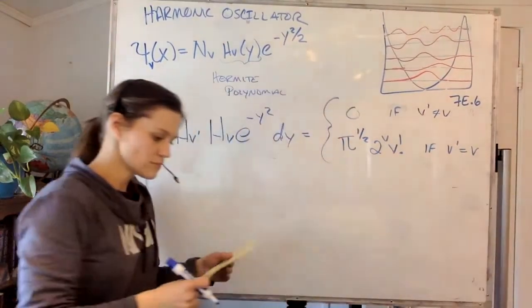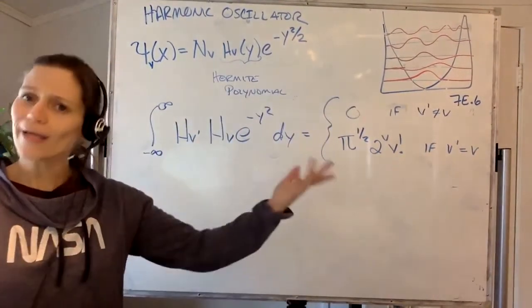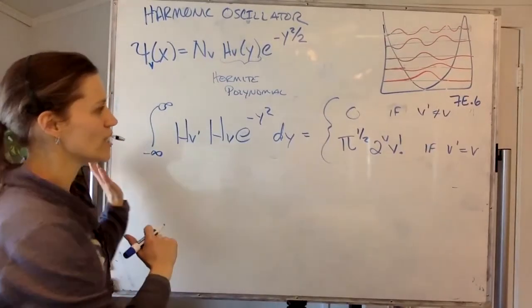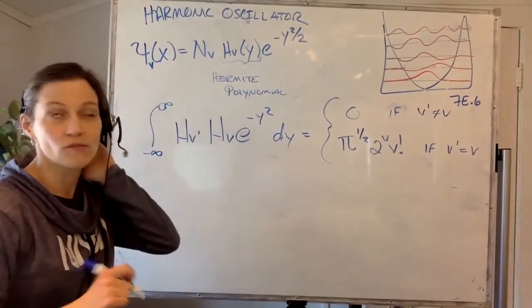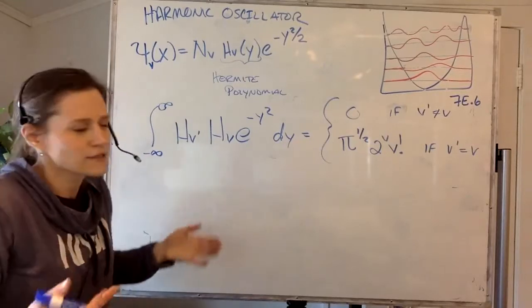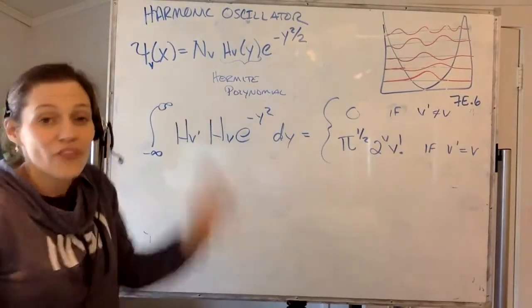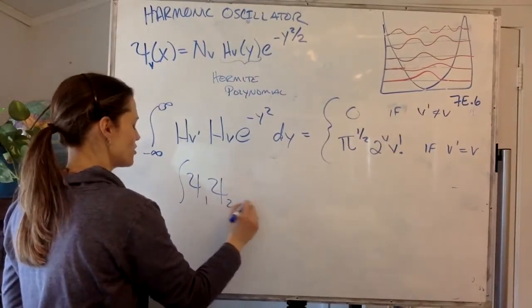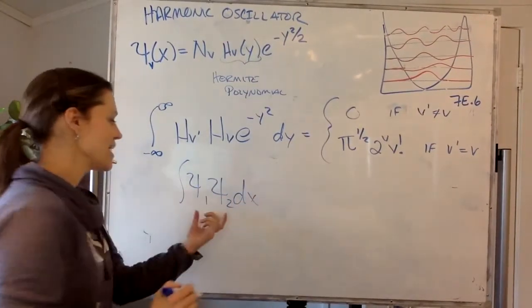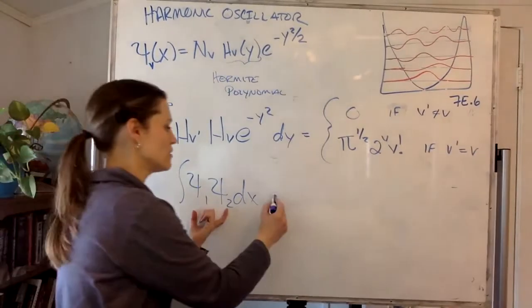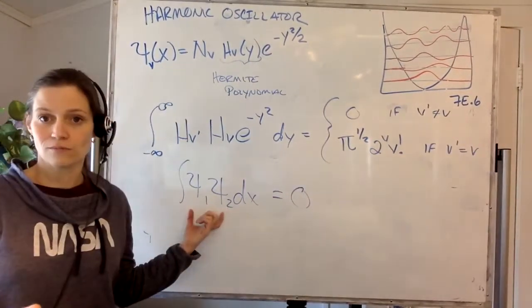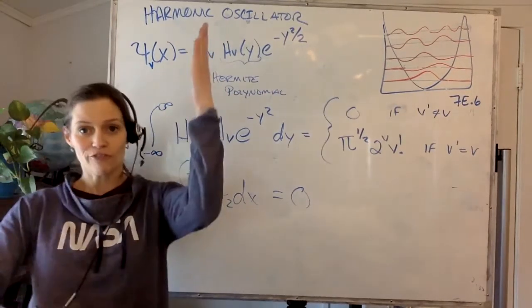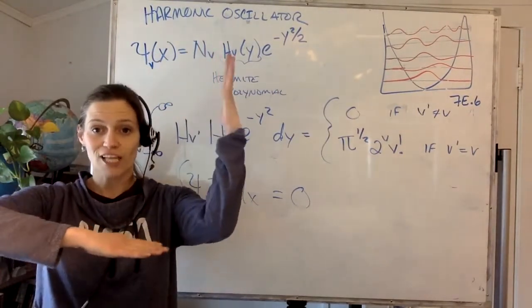You might be asking yourself, why is that so handy, Allison? Well, I will tell you. So in class and in a previous video, I was talking about how orthogonality matters. So if you have wave function 1, wave function 2, dx, if these things are orthogonal, it equals 0.